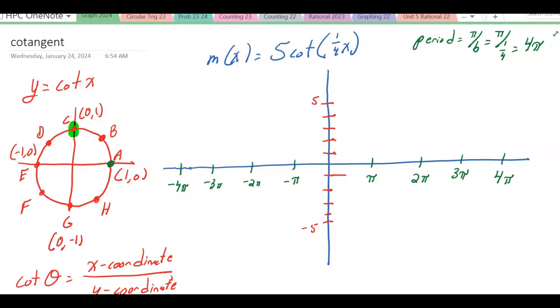If I plug in 0, I get the cotangent of 0. The cotangent of 0 times 5 is going to be undefined, so I will have a vertical asymptote on the y-axis.